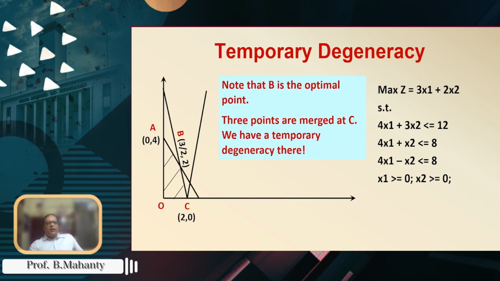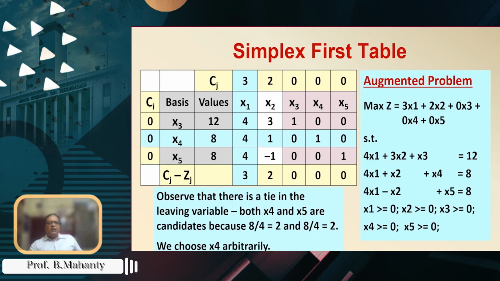Note that B is the optimal point, right? If we put this value, then the objective function is the maximum. Now 3 points are merged at C. Therefore we have a temporary degeneracy there. Is it all right? So point C has a temporary degeneracy and not a permanent degeneracy. So here is the simplex first table. Maximize. By adding 3 variables, x3, x4, x5, we make the constraints equalities in the augmented problem. So x3, x4, x5 are in the basis. Values are 12, 8, 8.